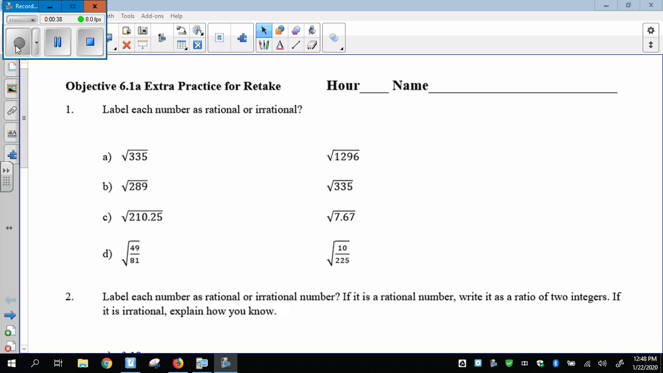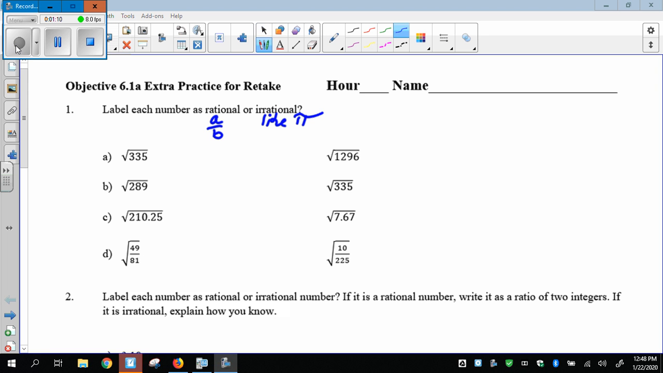Remember that irrational numbers, as a decimal, are numbers like pi. I'll just write that, where the decimal goes on forever and ever without repeating. And then rational numbers are numbers that either repeat or end as decimals. Also, if you can write a number as a fraction where a and b are both integers or whole numbers, so if it can be written as a fraction, then it's a rational number.